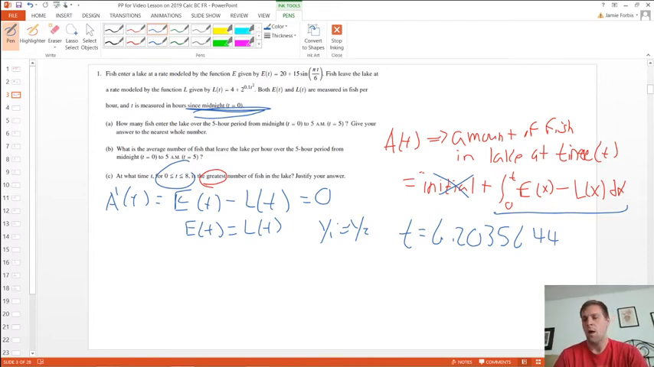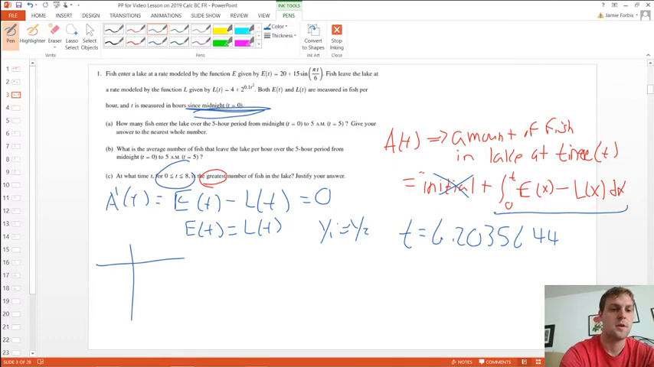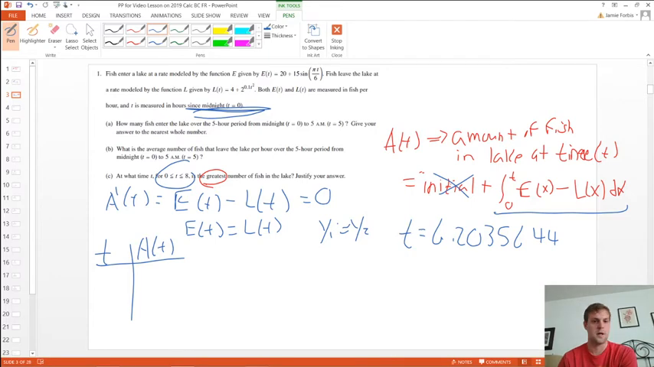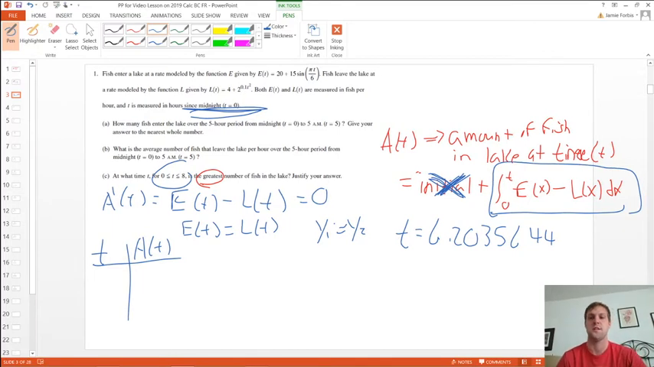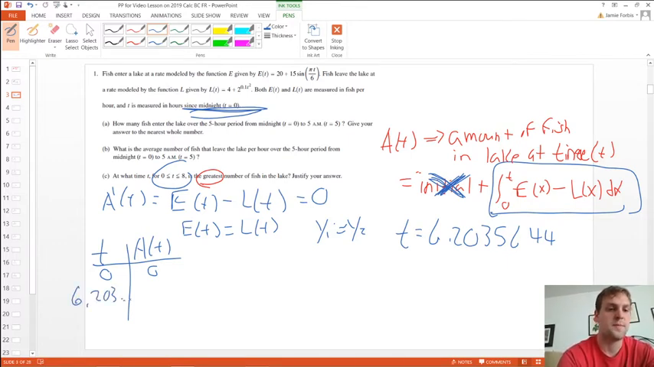So now, in order to figure out my maximum, I'm going to do my little chart here: t and A of t. And this is kind of what I was talking about here. When I'm trying to figure out the maximum value, we have no initial value to add at the beginning, so my A of t equation is just simply the integral from 0 to t of E of x minus L of x. We just assume there's 0 fish. Then we're going to do it at 6.203, and we're also going to do it at time equals 8, the endpoint.